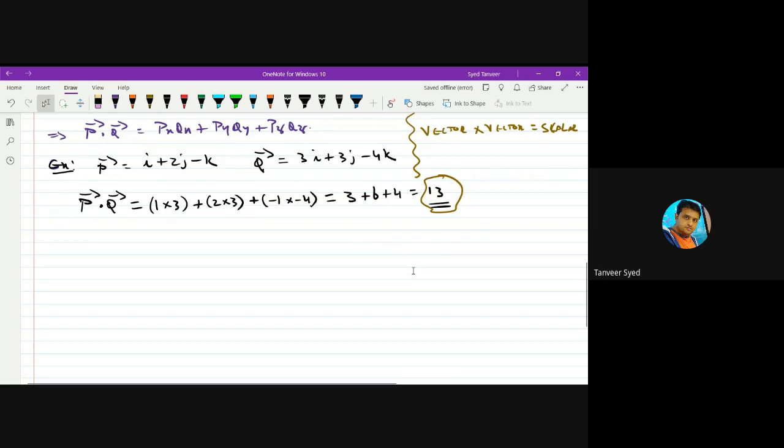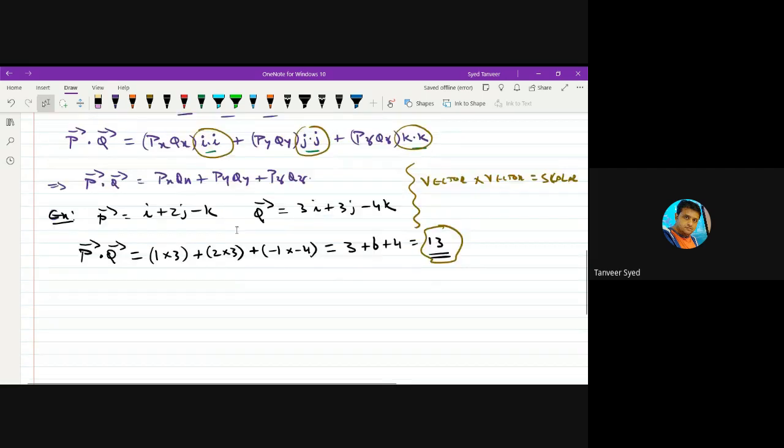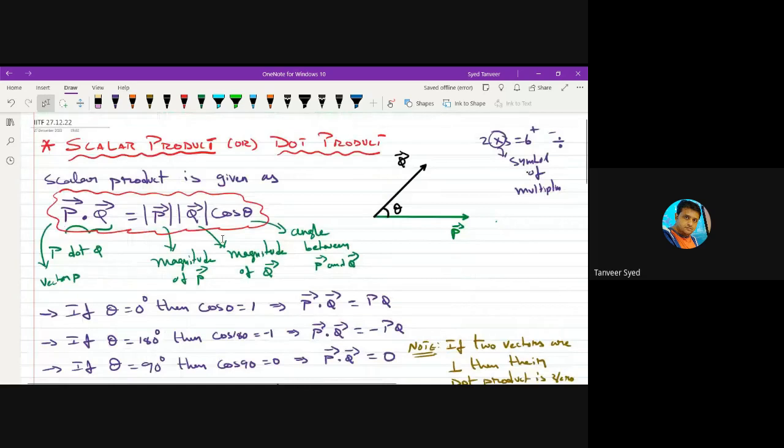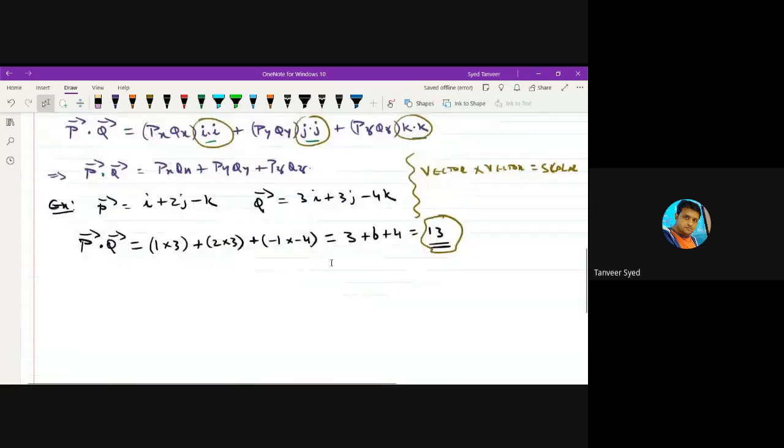This is how you can perform scalar multiplication on any two given vectors. If they're given in component form, you apply this multiplication. If they are given in graphical form, you apply PQ cos theta. Okay, let us take an example for that also.